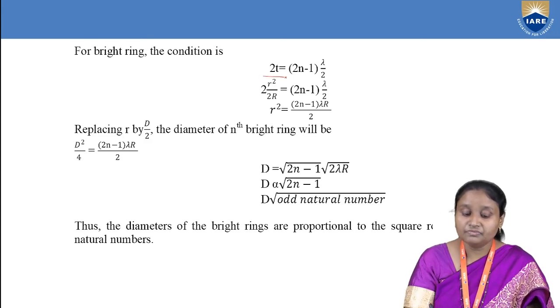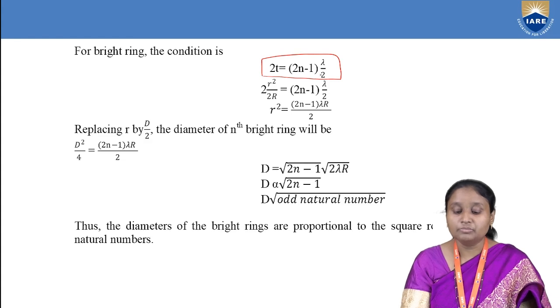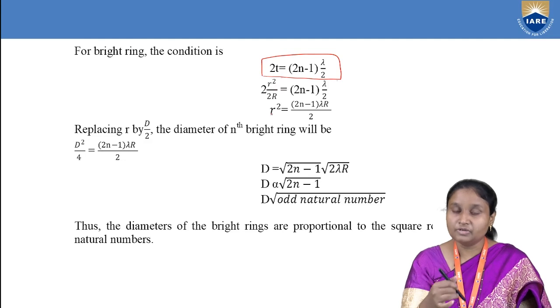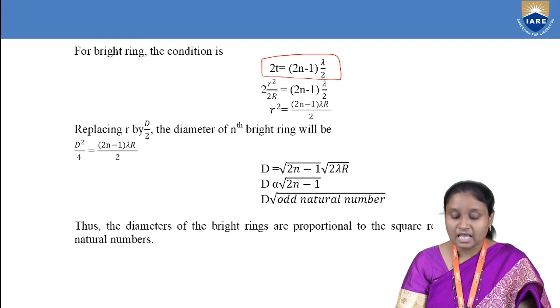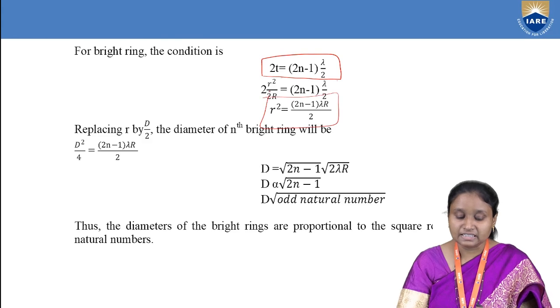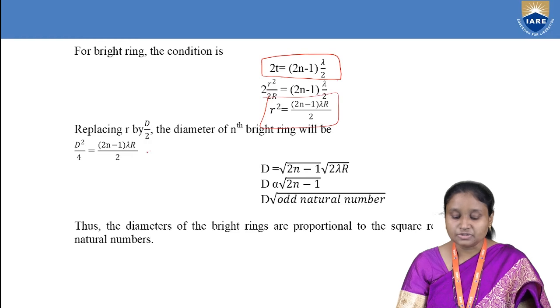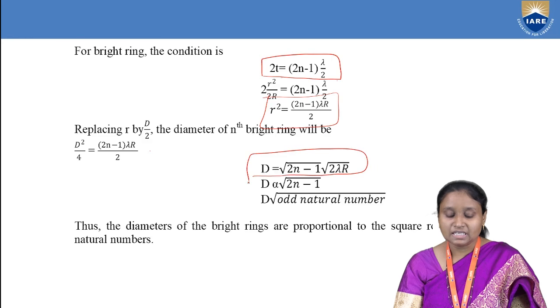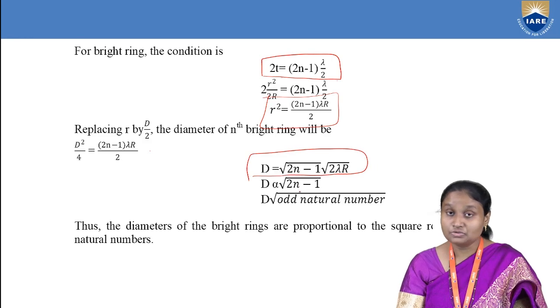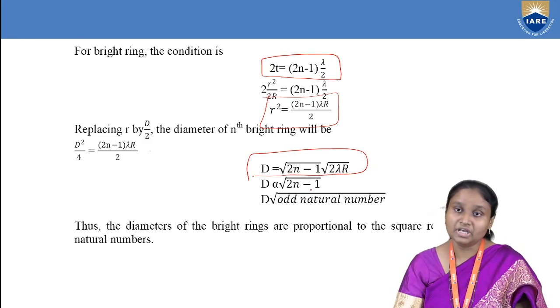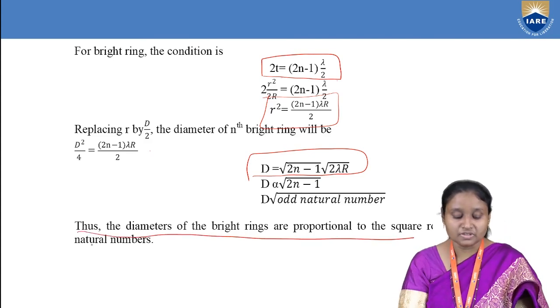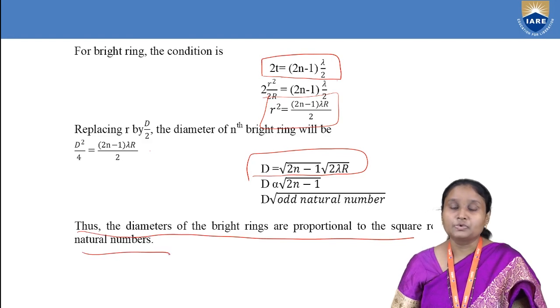What is the condition we got for a bright ring? 2t is equal to (2n minus 1) lambda by 2. So in place of t, I am going to substitute the formula which we just got for thickness. If we rearrange the terms, I will get the radius like this. And we know that the radius can be written as half of the diameter. If I substitute, I end up having the diameter of the bright ring like this. So it means the diameter of the bright ring is proportional to the square root of (2n minus 1). But what is 2n minus 1? It is nothing but an odd natural number. So one important point you have to observe here is that the diameter of the bright ring is proportional to the square root of an odd natural number.